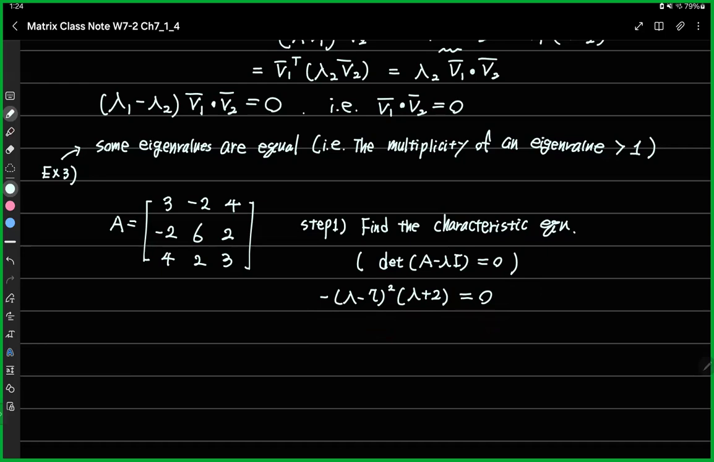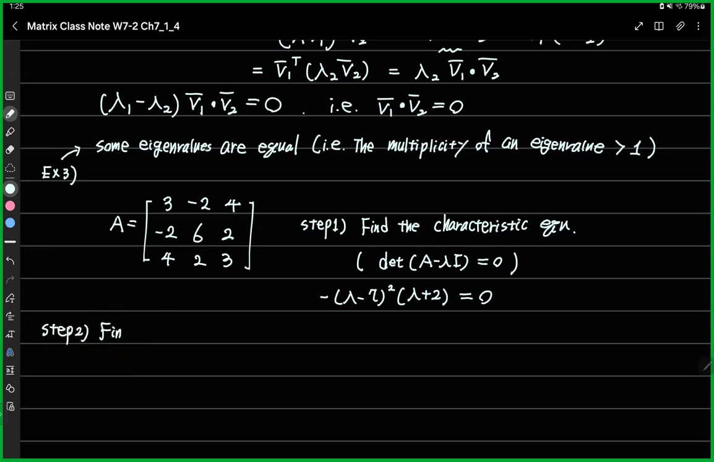But to decompose A into P D P transpose, right? We need 3 eigenvectors, right? But they must be orthogonal and also an orthonormal basis, right? So how can you do that? Let's see, here's a solution. Step 1 and step 2.